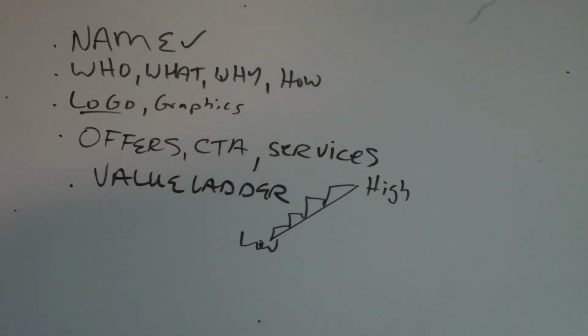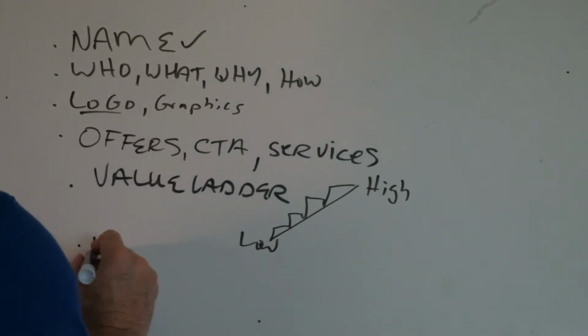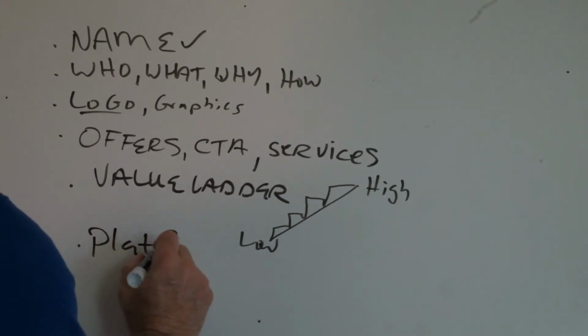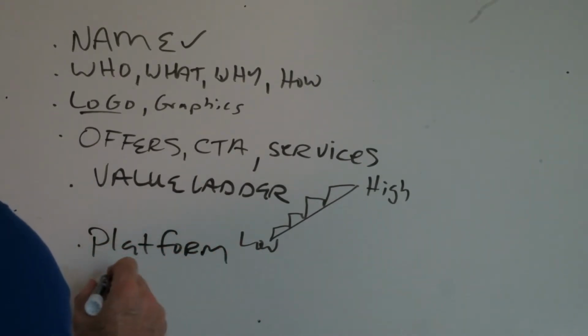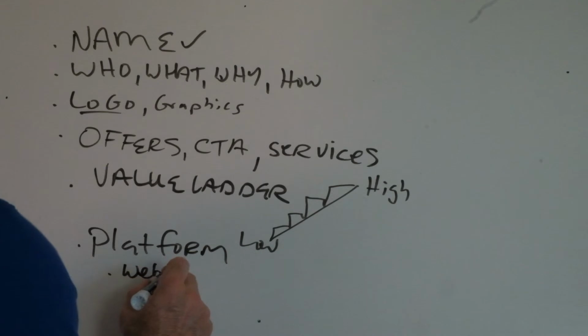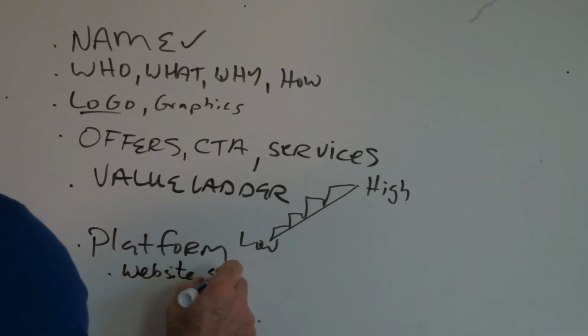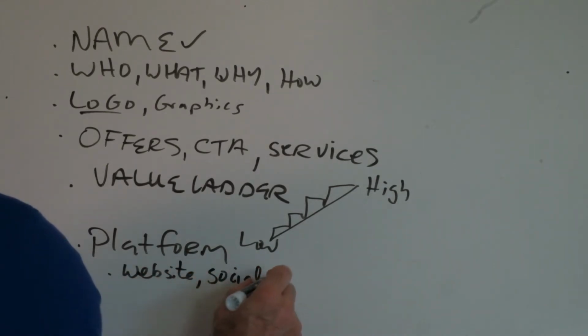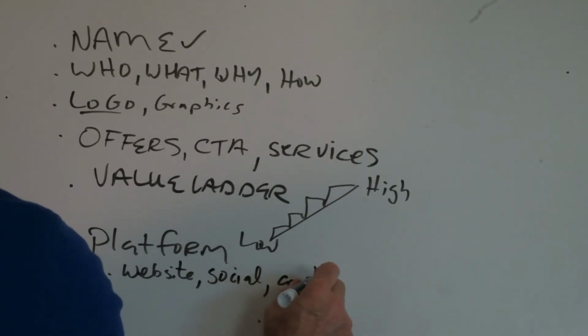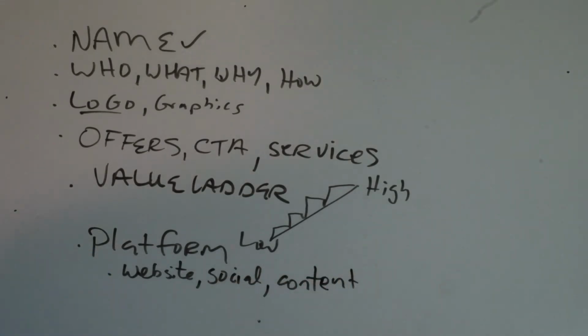before you launch online. The last thing that we're going to talk about is a little bit about the platform that you use. And when we say platform, we're talking about things like your website, social media properties, and your content platform as well. So website is going to be where the home of your brand identity is online.